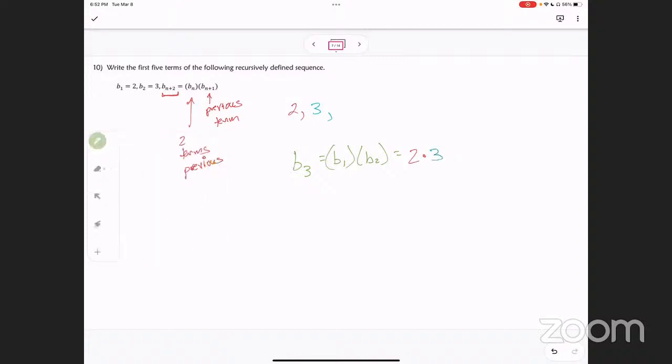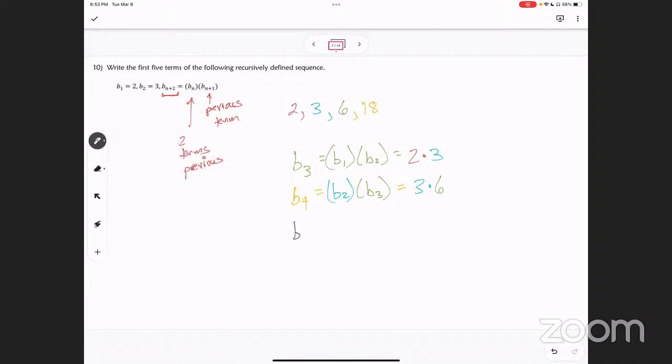6. And what's your next term equal to? That's B sub 4. What would B sub 4 be equal to? Would it be B sub 2 times B sub 3? Yep. See how that works? It's the two previous terms, which equals what? 3 times 6. 18. And what's your next term?